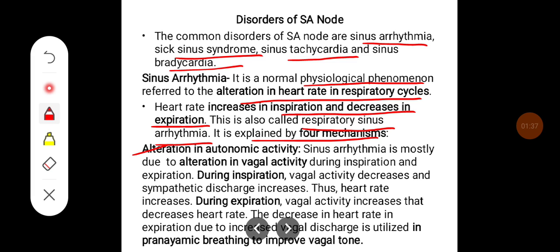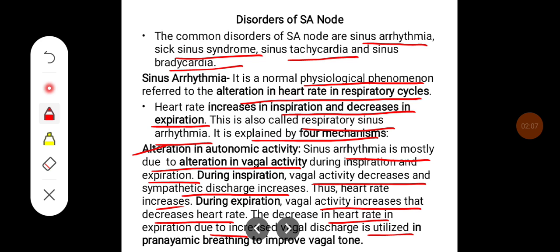The first one is alteration in autonomic activity. Sinus arrhythmia is mostly due to the alteration in the vagal activity during inspiration and expiration. During inspiration, vagal activity decreases and sympathetic discharge increases. Thus, heart rate increases. During expiration, vagal activity increases, which decreases the heart rate. The decrease in heart rate in expiration due to increased vagal discharge is utilized in pranayamic breathing to improve vagal tone.